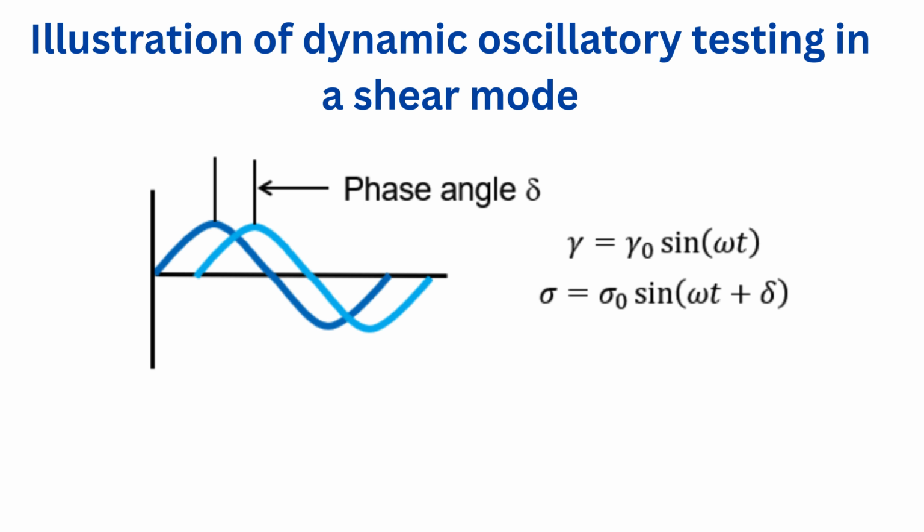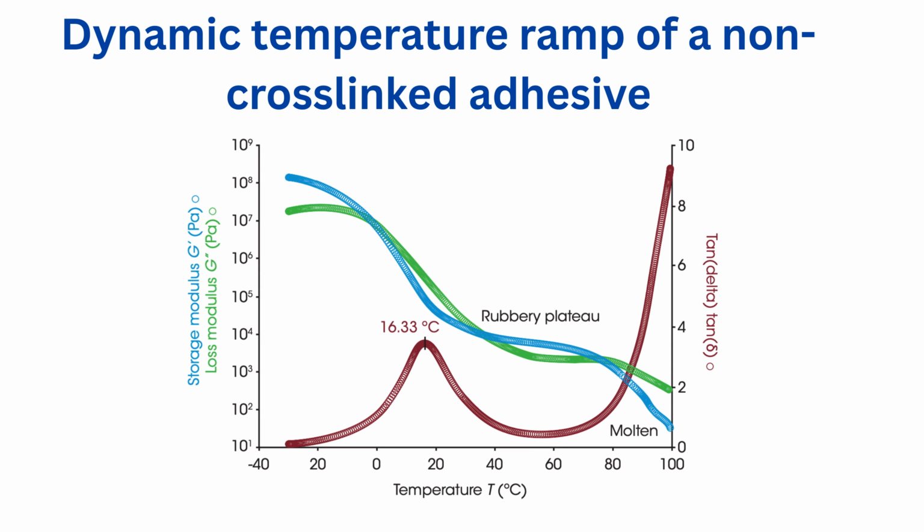In dynamic testing, one imposes a sinusoidal strain at a particular frequency and measures the resultant stress, or vice versa. Imposing a sinusoidal strain and measuring the resultant stress in a shear deformation mode. Measuring and calculating the cross-linking density of a thermoset. Dynamic temperature ramp of a non-cross-linked adhesive above Tg.